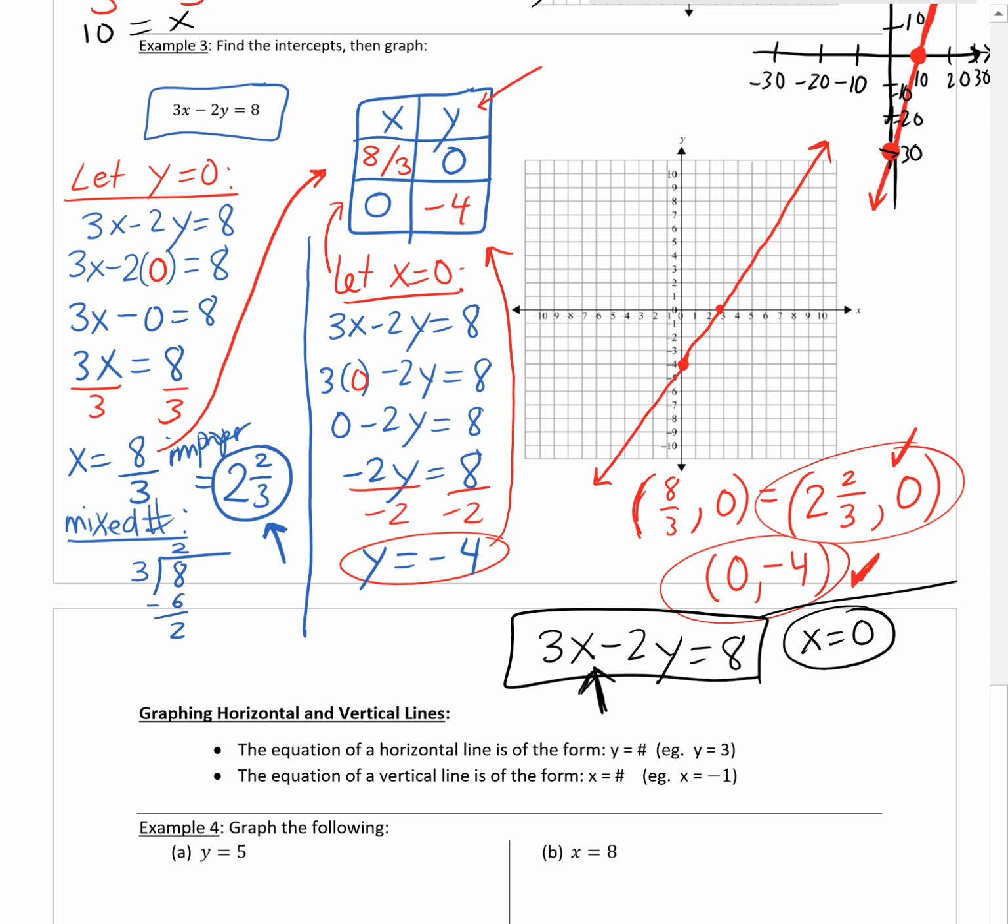If x is 0, then 0 times 3 is 0. That's gone. All you're left with is this part, negative 2y equals 8. If negative 2y equals 8, you can divide both sides by negative 2. 8 divided by negative 2 is negative 4. So all that work we just did in our heads without having to write the whole thing out.